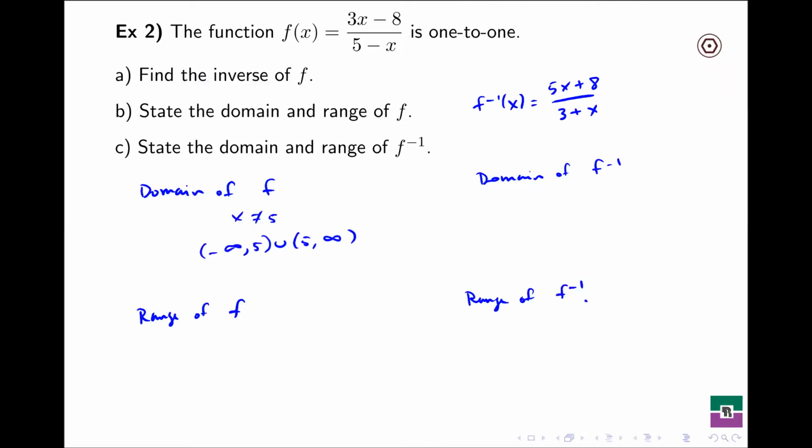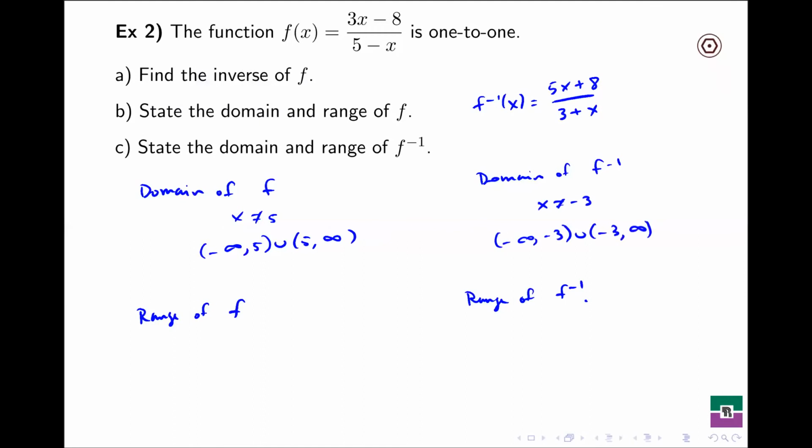This inverse function ended up being (5x plus 8) over (3 plus x). What value is bad there? What makes the denominator 0? 3 plus x? Negative 3 would be bad. 3 plus negative 3 is 0 and undefined. Doesn't give me an answer back. So the domain of f inverse is everywhere but negative 3. And there it is in interval notation.